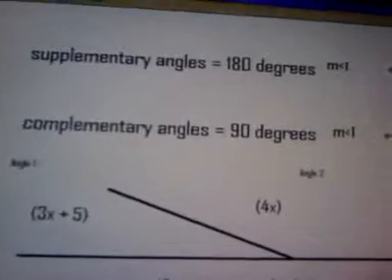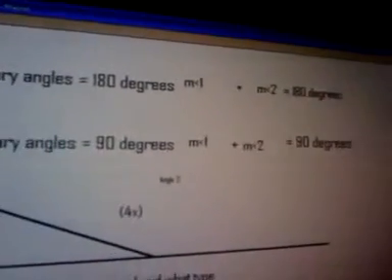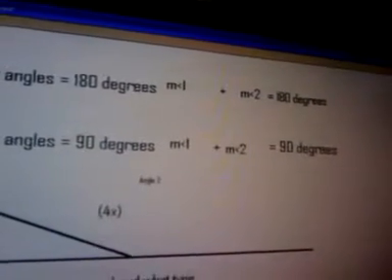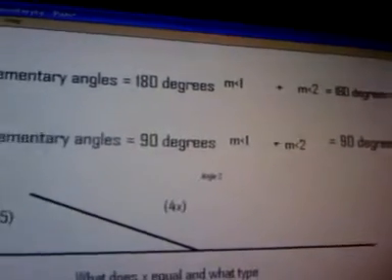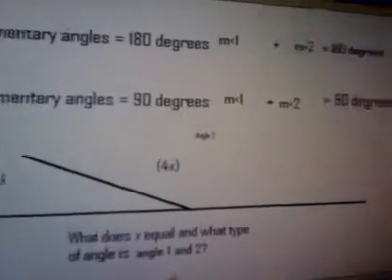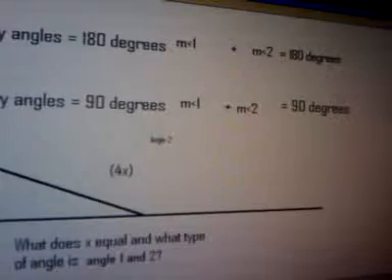Supplementary and complementary angles. A supplementary angle is two angles that add up to be 180 degrees. Complementary angles are two angles that add up to be 190 degrees.